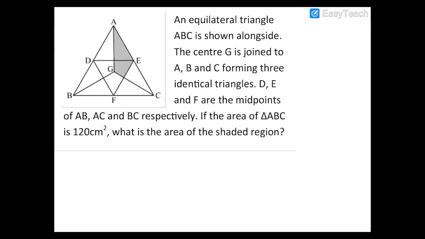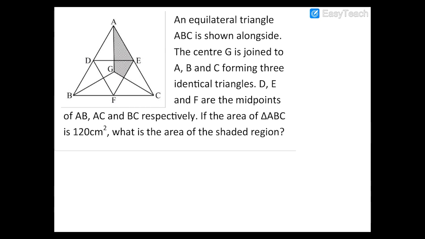Question says, equilateral triangle ABC is shown alongside. The center G is joined to A, B, and C, forming 3 identical triangles. D, E, and F are midpoints of AB, AC, and BC respectively. If the area of triangle ABC is 120 square centimeters, what is the area of the shaded region.